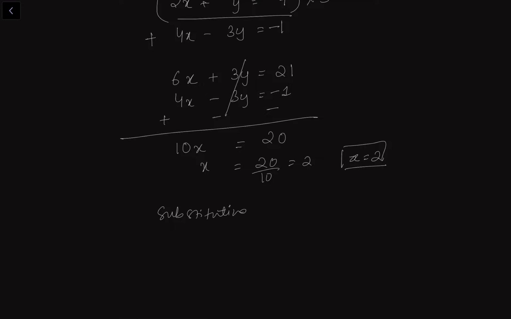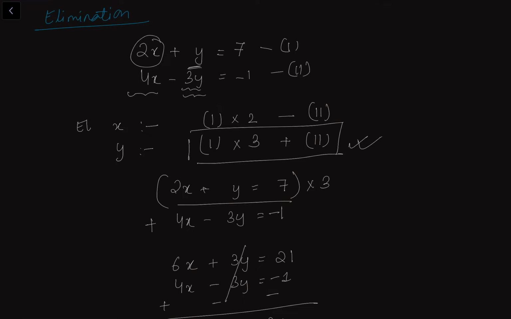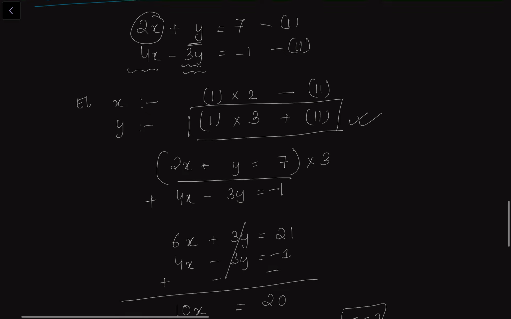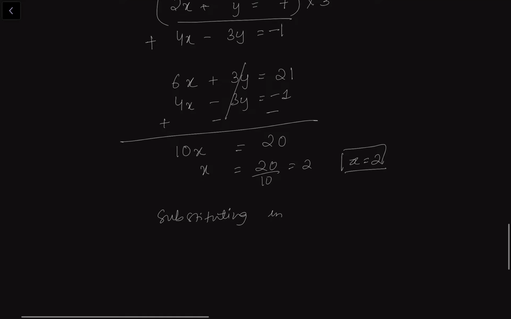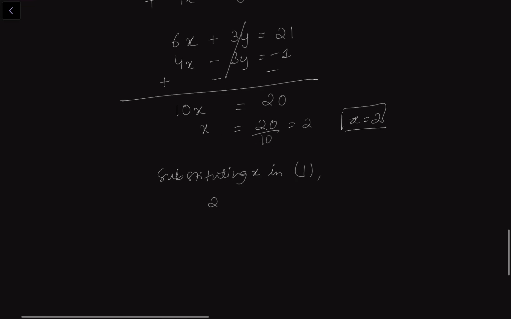Now you can substitute the value in any equation you wish to substitute it in, 1 or 2. So let me substitute it in 1. So 1 is 2x plus y is 7, so 2 into 2 plus y is 7. So y is equal to 7 minus 4, which is 3.